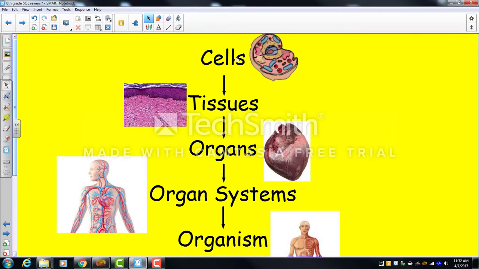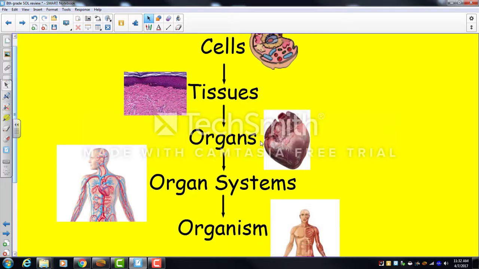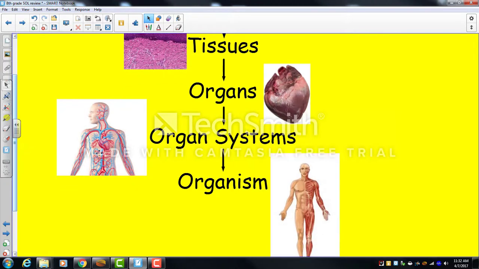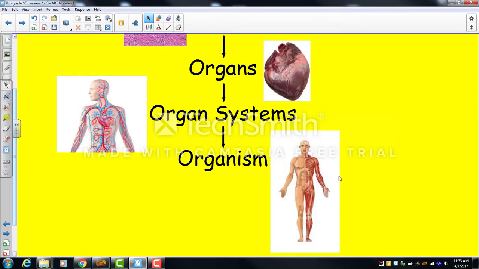Now, those cells working together in groups form tissues like muscle tissue, skin tissue, liver tissue, brain tissue. And then those tissues working together form an organ like a heart. The heart is made of heart muscle tissue, blood tissue, skin tissue. Lots of different tissues working together. Now, organs combine together to form an organ system, like a circulatory system. And in this case, the circulatory system is made up of all kinds of arteries, veins, blood vessels, capillaries, and of course, the heart muscle. And then finally, all of those systems working together complete the final organism, in this case, a human being.